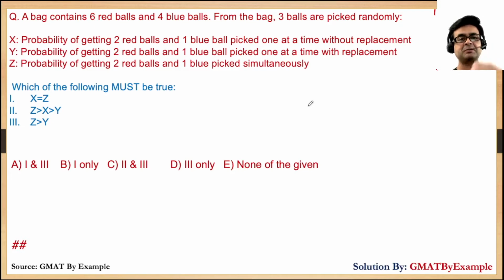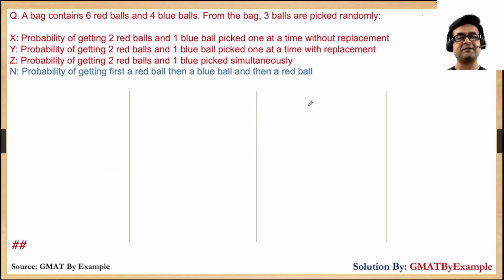In fact, as a bonus, I will also add another item to the same question so that you have a better understanding of what else can be asked in this particular topic. So let's get started. As you can see, I have added another probability, which is getting the events of red ball, blue ball, and a red ball in a particular order. And how that changes what we do and how we solve this question actually matters.